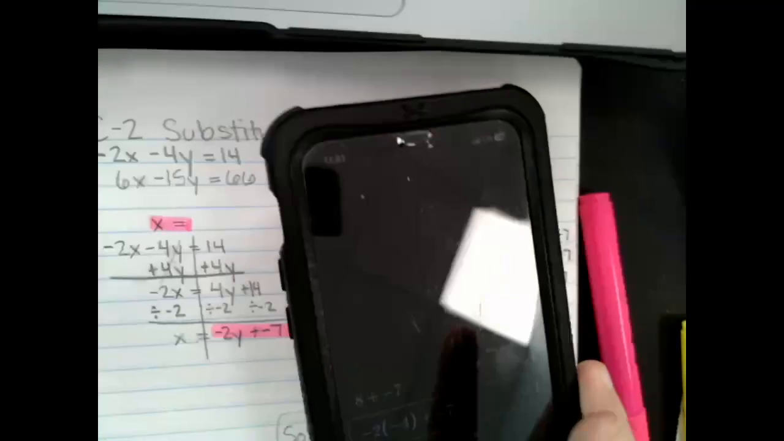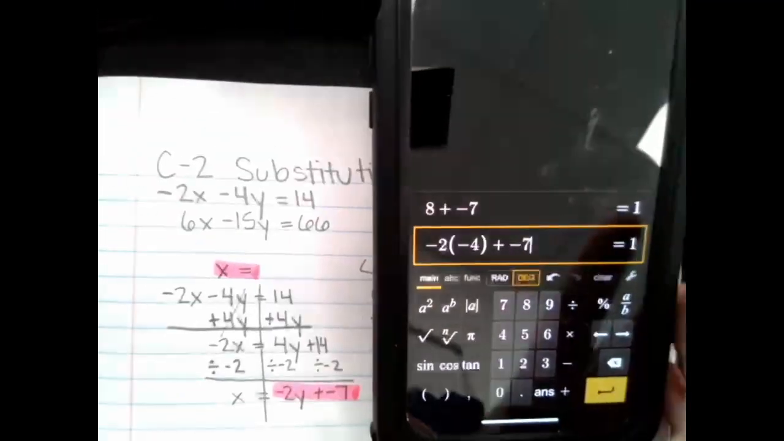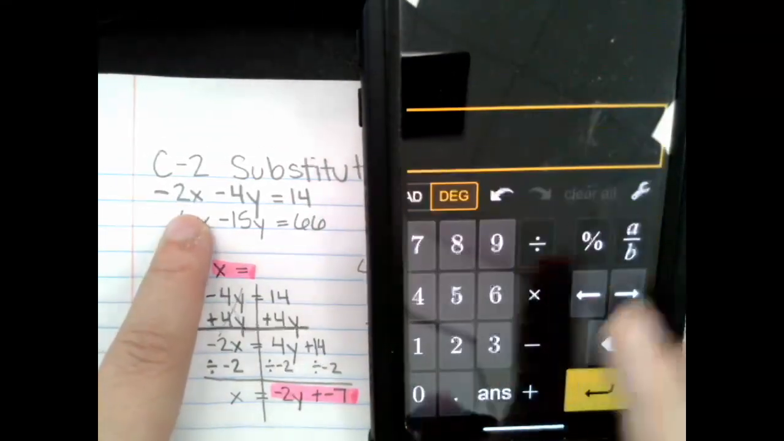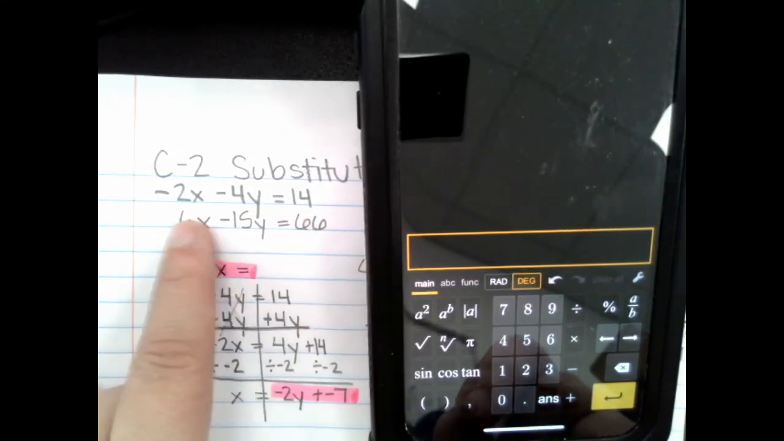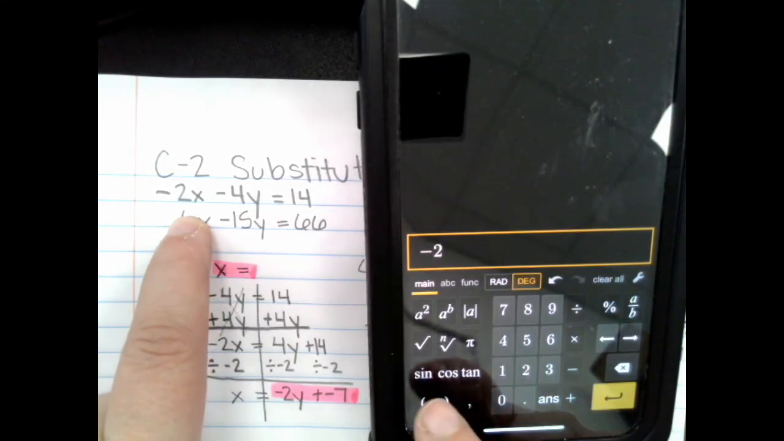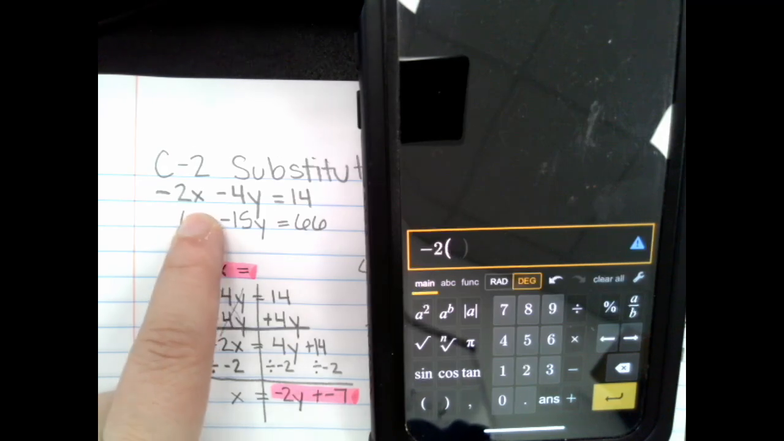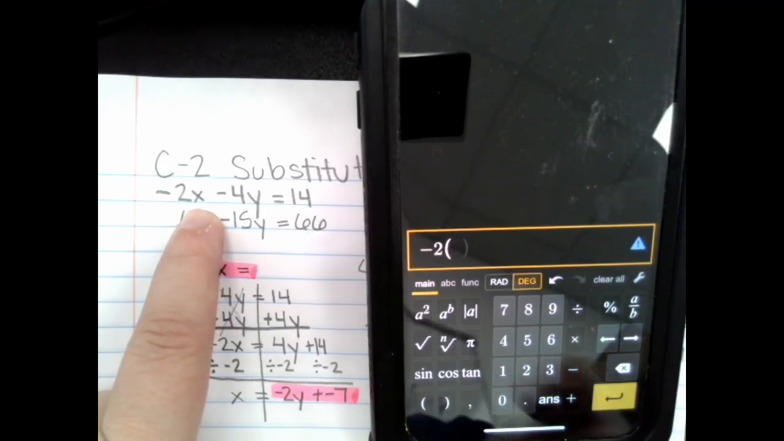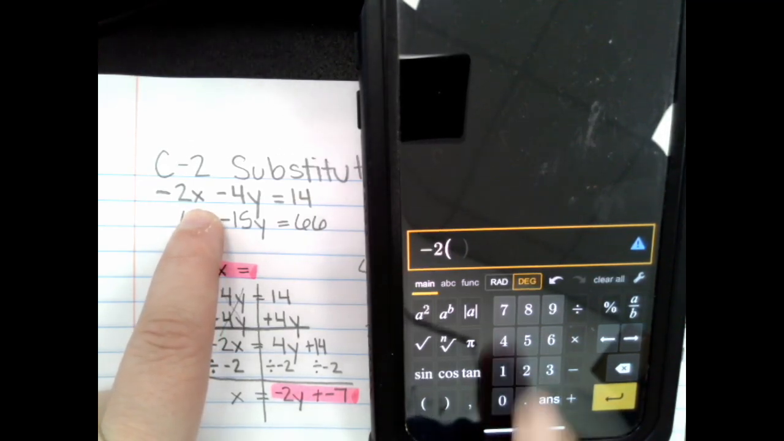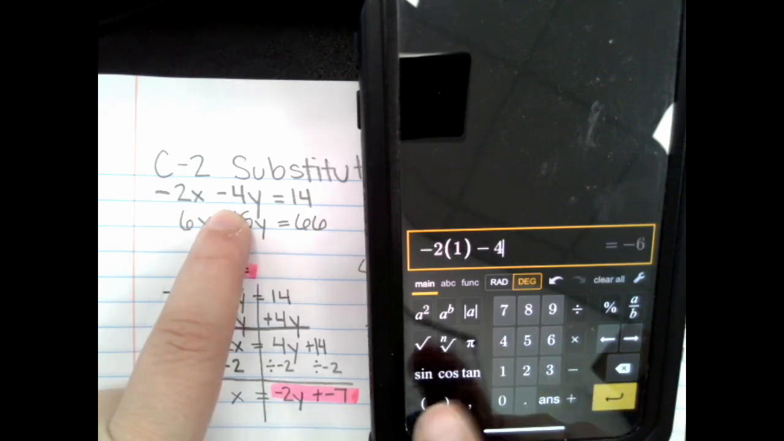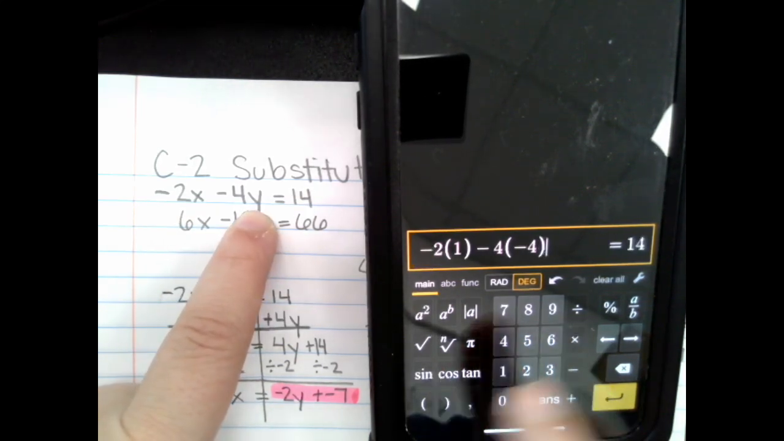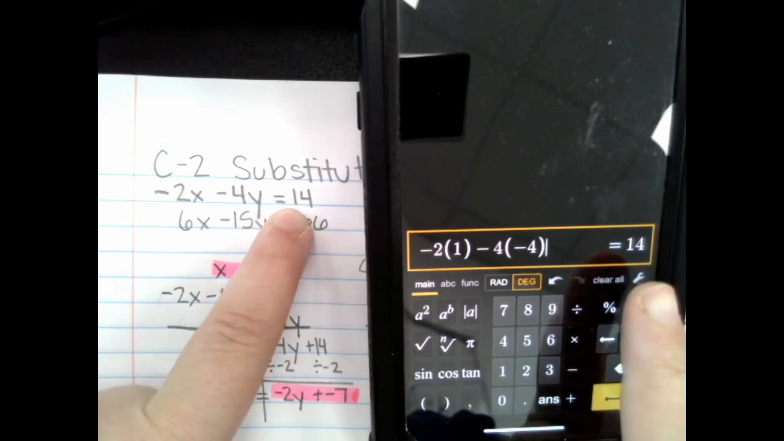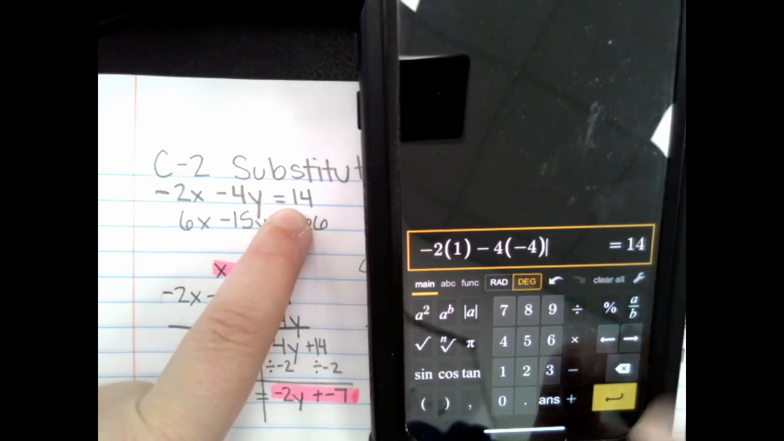All right, I'm going to cover this up for a second. We're going to go back to the original problem. In the original problem, it said negative 2x minus 4y has to equal 14. So let's check our work. Negative 2 times what was our x that we found in our answer? 1. Minus 4 times what's our y? Negative 4. And do we get 14 as our answer? Yep.